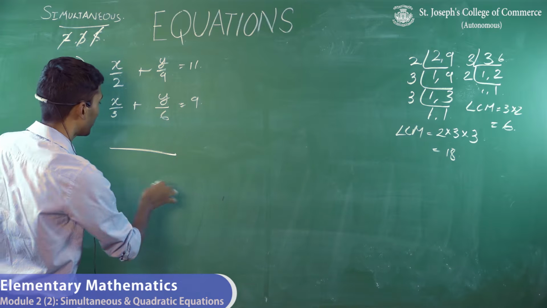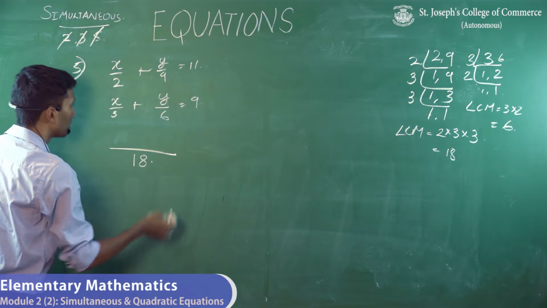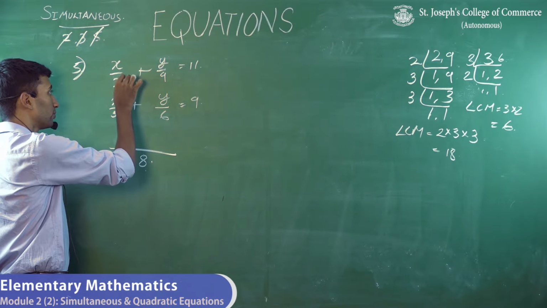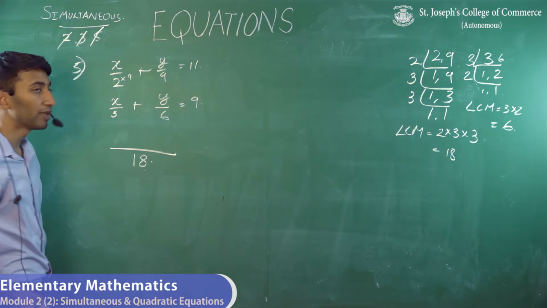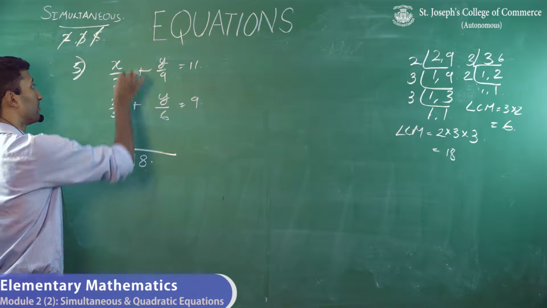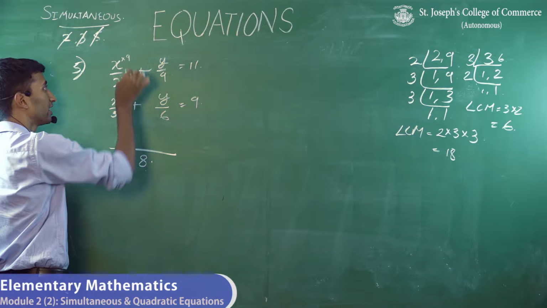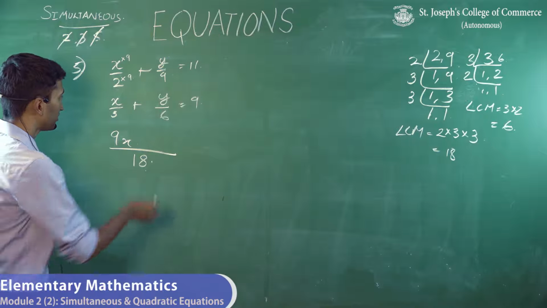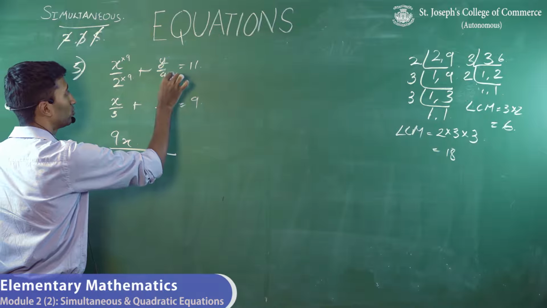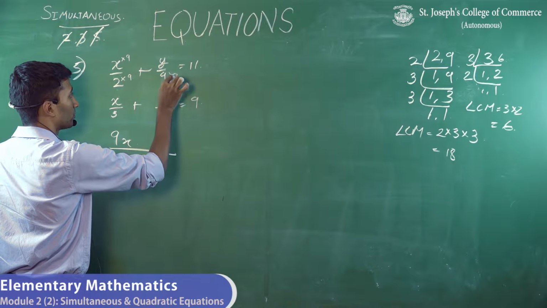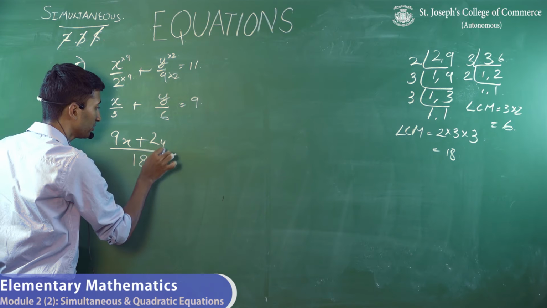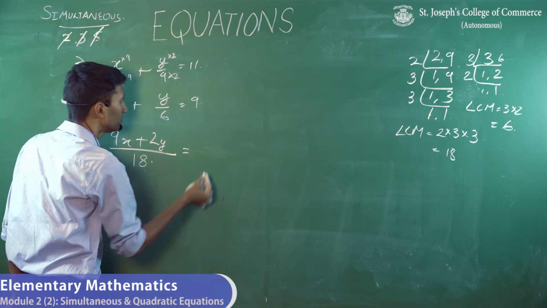the denominator for the first one is 18. And 2 into what will give you 18? 2 into 9 will give you 18. So if you're multiplying the denominator by a number, you have to multiply the numerator by the same number as well. So that would be 9x, and 9 2s are 18, so y into 2 as well. So plus 2y is equal to 11.